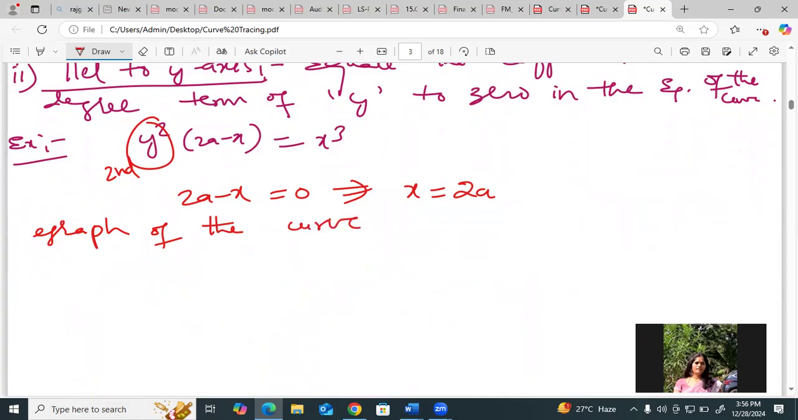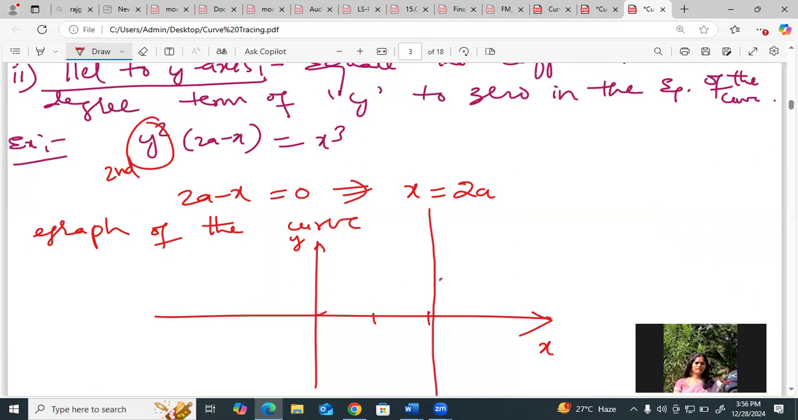Okay, this is my x-axis, this is my y-axis. The line x is equal to 2a would be here, and I'm saying the curve has a cusp at the origin. So this is my line, x is equal to 2a, and the cusp would be something like this.